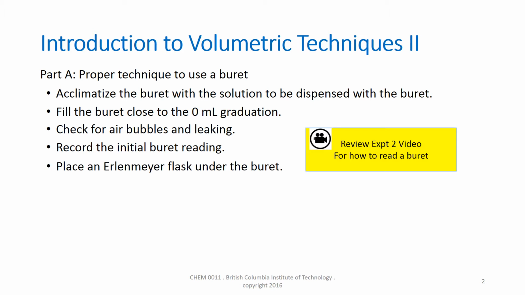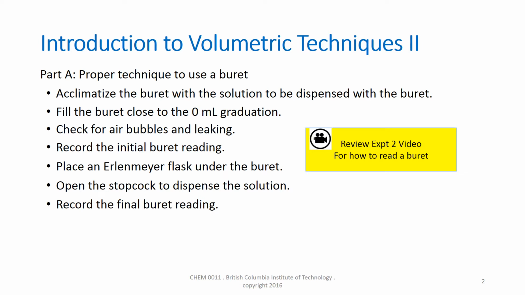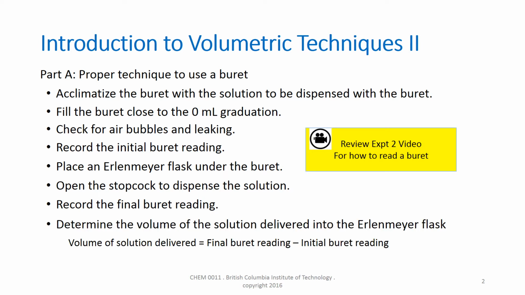Place an Erlenmeyer flask under the burette. Open the stopcock to dispense the solution. Record the final burette reading. The volume of solution delivered into the Erlenmeyer flask is equal to the final burette reading minus the initial burette reading.